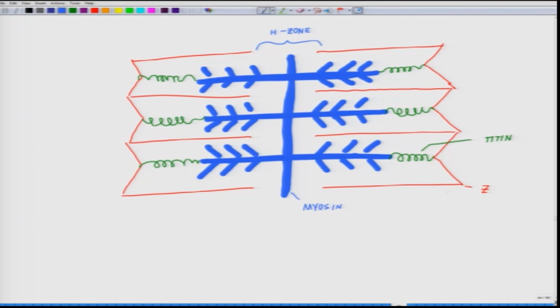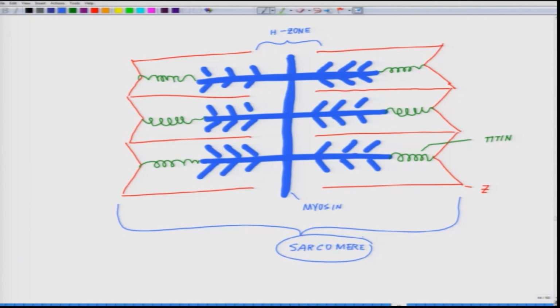And this whole assembly from this end to this end has a name. This is called the sarcomere. This one single unit is called a sarcomere. Then this part of the myosin is called the M line. I have already talked about the Z line, and these are the myofibrils. And the movement out here is something like this.